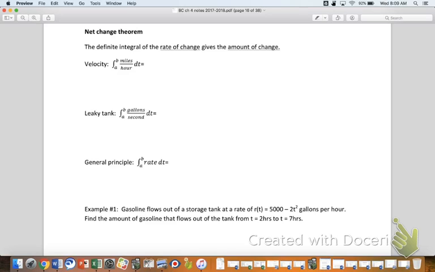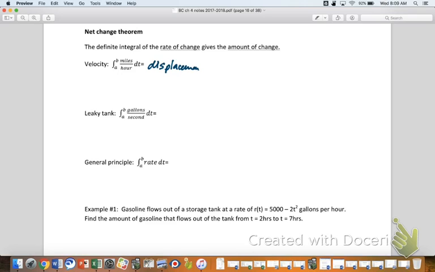So velocity. If you have the definite integral from a to b of a velocity, and I've given you units that are like miles per hour, do you guys remember what the definite integral of velocity is? Not quite. So I would say that the indefinite integral of a velocity function gives you a position function. This is a definite integral. There we go. A definite integral of velocity does give you displacement.